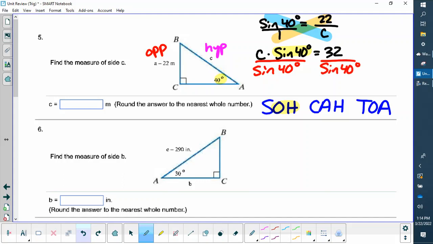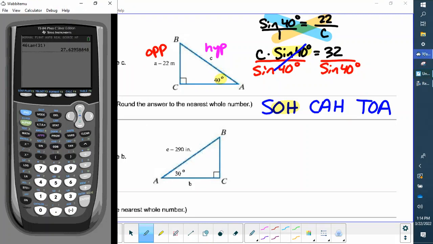So if I do it on one side, I have to balance out my equation and do it on the other. Okay, now it's a calculator problem. Let's clear this out. 32 divided by the sine of 40. Enter.